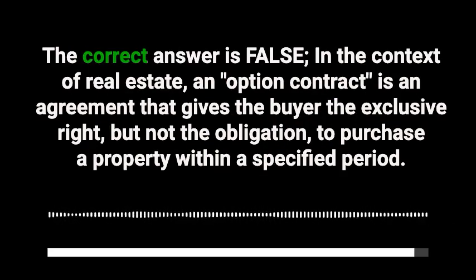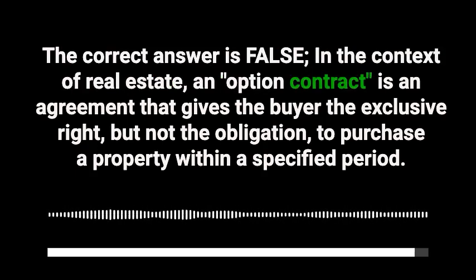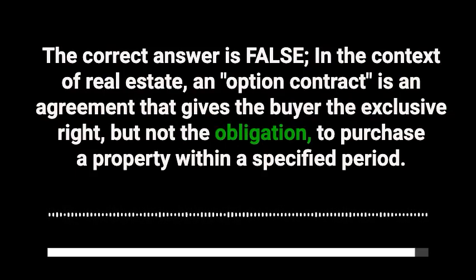2. When a buyer has an option contract, he must purchase the property within a certain period of time. The correct answer is false. In the context of real estate, an option contract is an agreement that gives the buyer the exclusive right, but not the obligation, to purchase a property within a specified period.